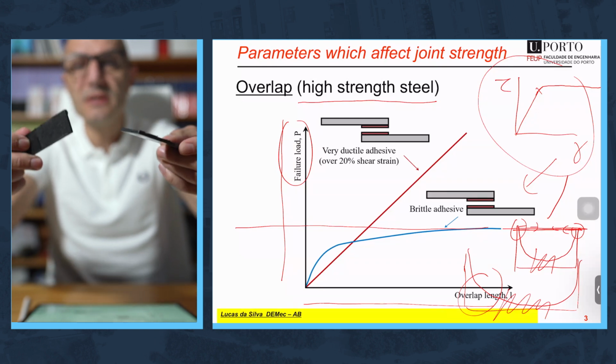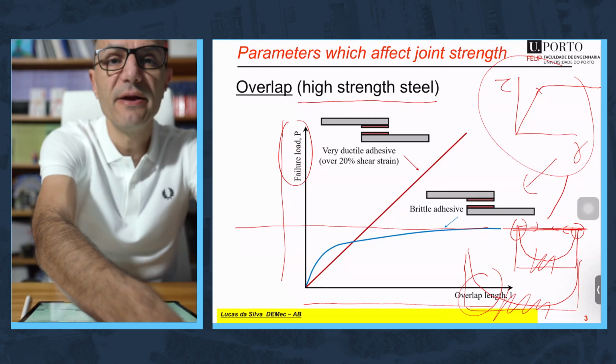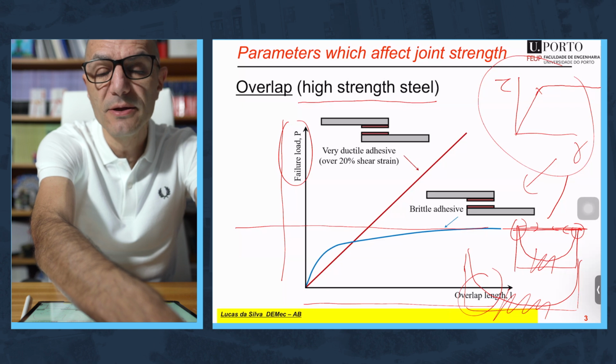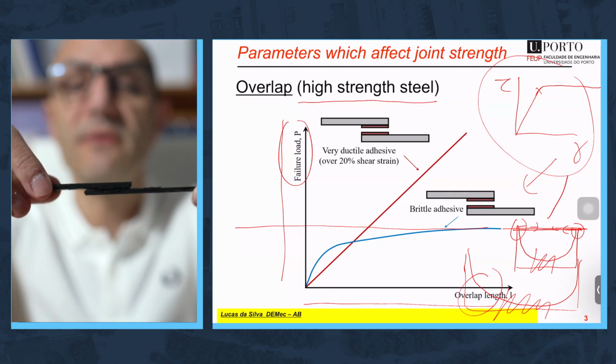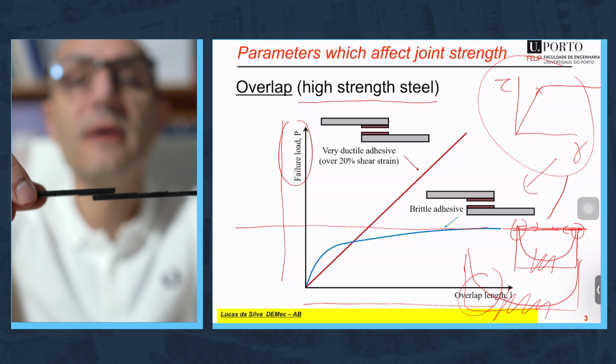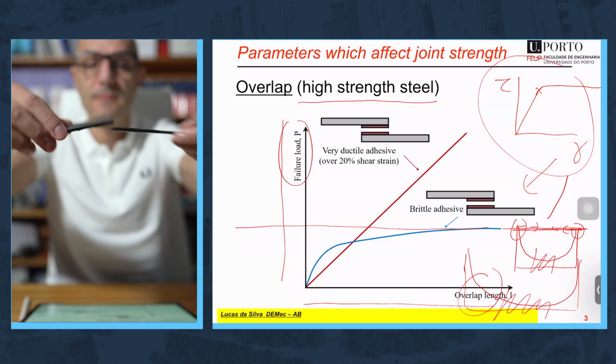You can only do this if the adhesive is very, very ductile. If it's brittle, it doesn't matter if you use 50 or 25 or 12.5. It will be exactly the same result, okay?